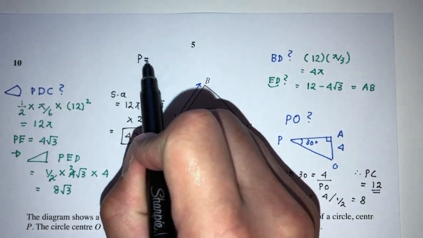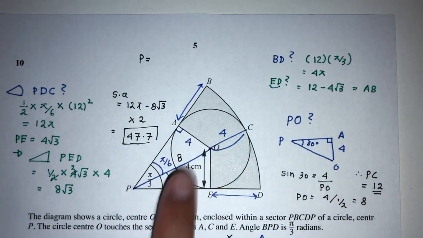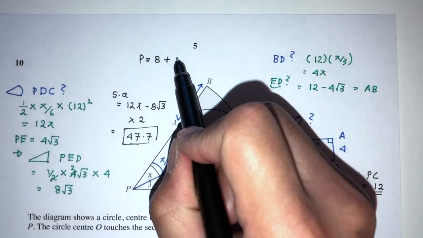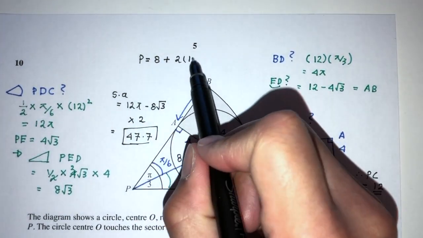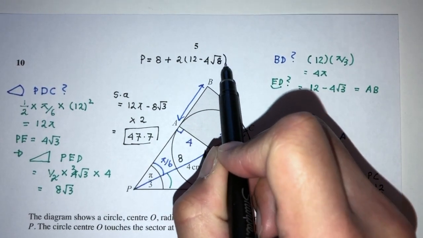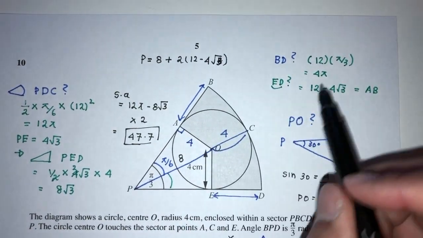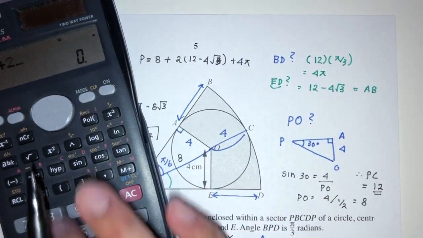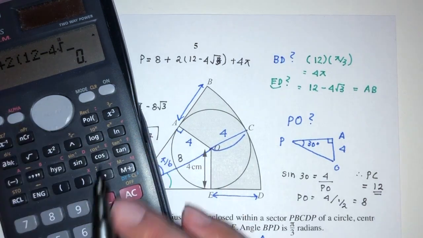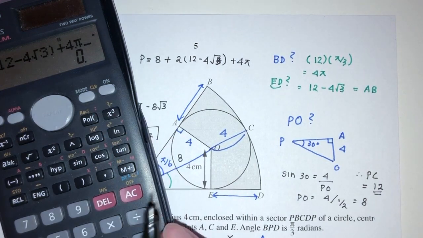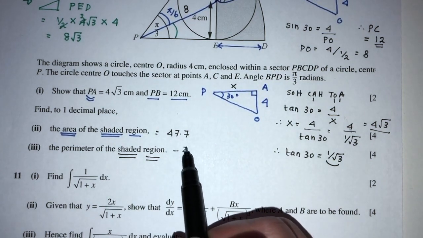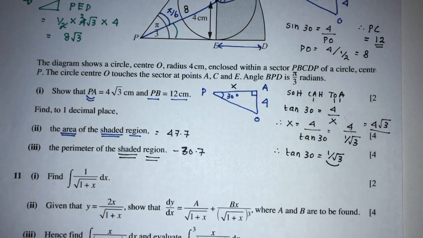So P has to be this side plus this. So 4 plus 4, that will be 8. Plus this, we have to multiply this length by 2, and then root 3, and then plus 4 pi for the length of arc. So 8 plus 2 times (12 minus 4 root 3) plus 4 pi. That will be 30.7 for my perimeter. So that is my value, correct to 3SF. And that will be question number 10.